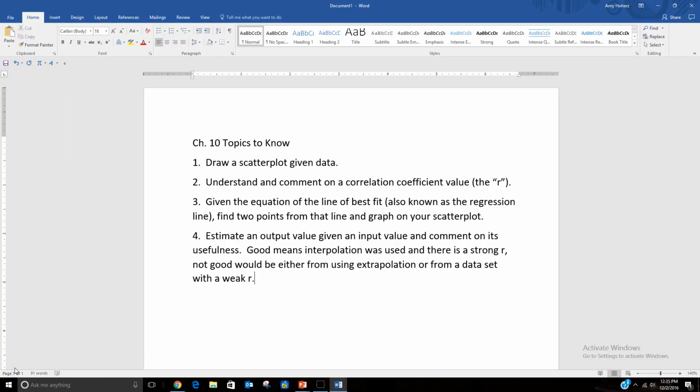So just to circle around before we completely finish with the video, here again are the topics that you need to know. You need to know how to draw a scatter plot given data, and understand and comment on the R. Given the equation of best fit, for the line of best fit, find 2 points from that line and graph it on your scatter plot. And then lastly, estimate an output given a value for the input, and comment on whether it's useful or not based on how strong the R is and whether or not it was interpolation or extrapolation.